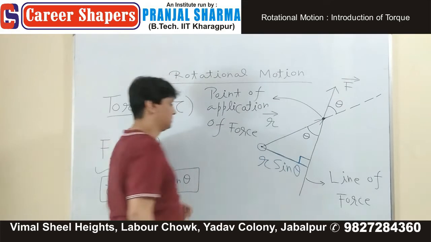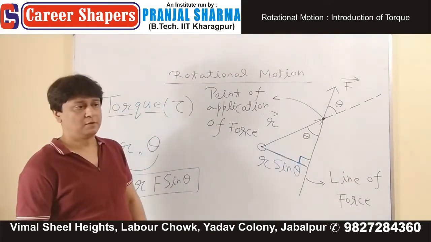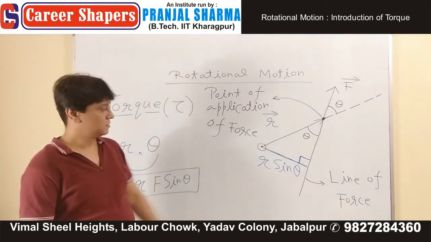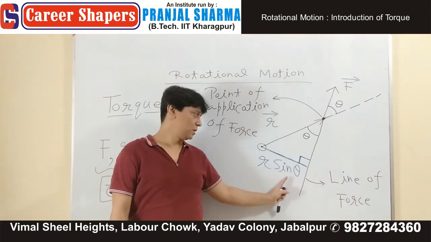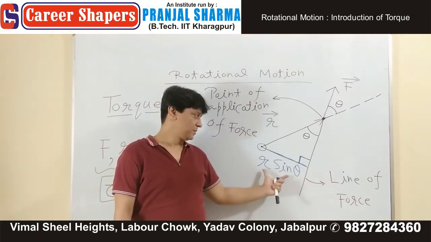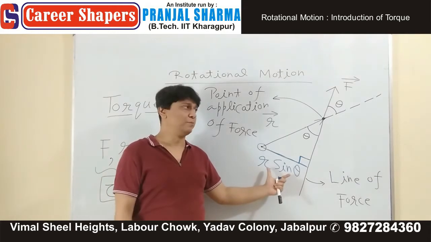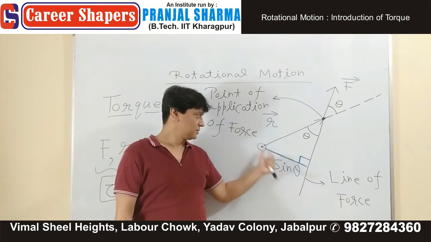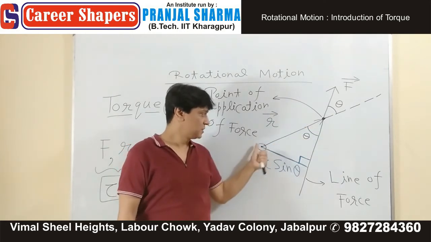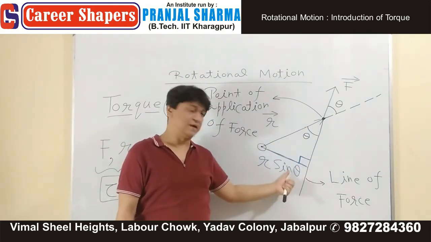R sin theta. Hopefully it is visible. Change the color. I'm using blue so that you can easily identify. This is r. This length is r sin theta.